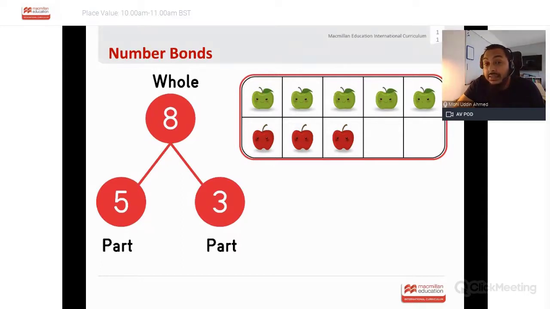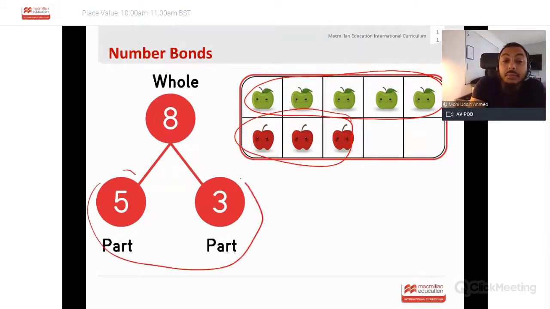A part of the number bonds awareness is what we call a part whole diagram. Some of us call it a number bond diagram as well. And this just shows us that in this case, 5 green apples and 3 red apples together makes 8.